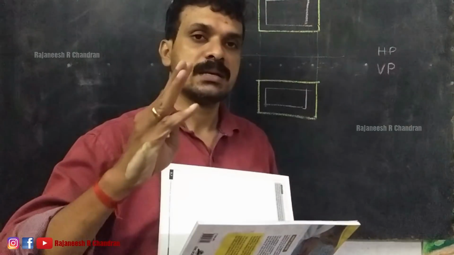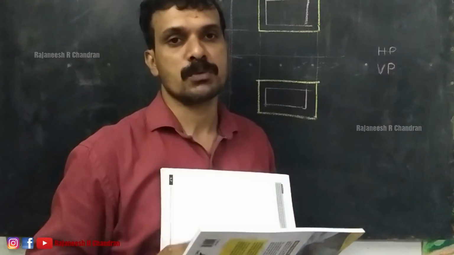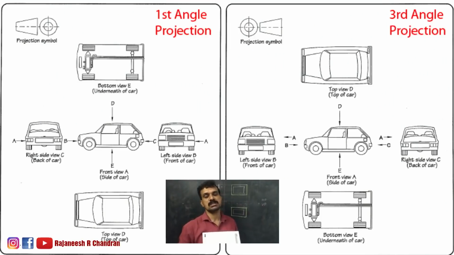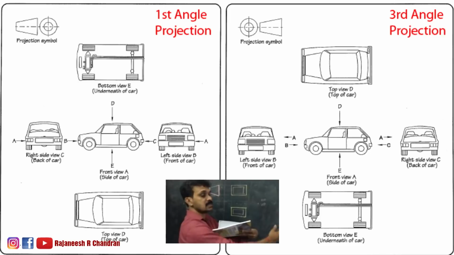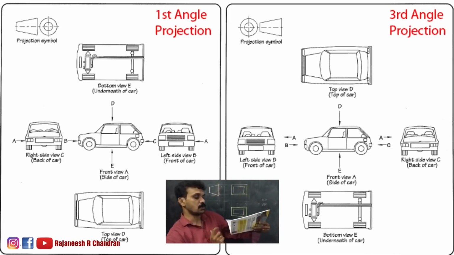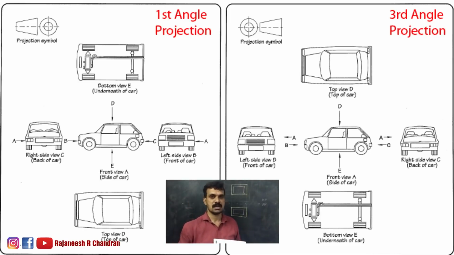Actually, there are two types of projections: first angle projection and third angle projection. The difference is that in first angle projection, the front view will be above the XY line, the top view will be below the XY line, and the left side view will come on the right side, or the right side view will come on the left side. That is the first angle projection.